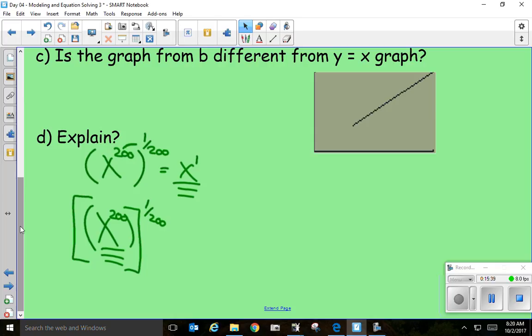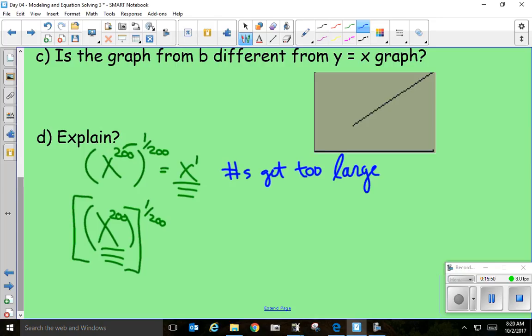So, for your explanation, you want to say the numbers get too large or small for the calculator to handle. And how come? Because it doesn't use exponent rules. It actually applies the exponents.